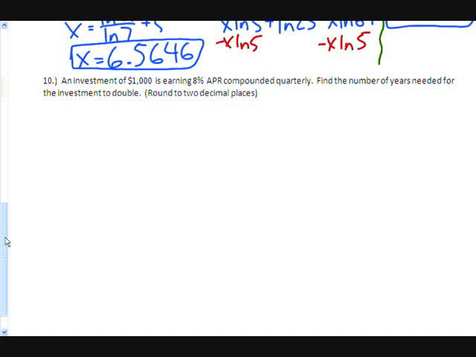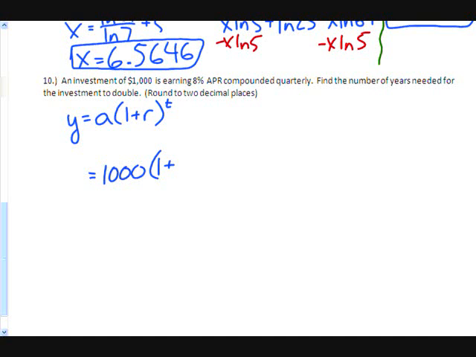All right. Since this is happening quarterly and it's not happening continuously, I'm going to use my standard model for growth, which is y equals a times (1 plus r) raised to the t. Okay? My initial amount is easy. That's the 1,000. That's how much I'm investing. All right? The 8% APR is where it gets a little bit tricky.